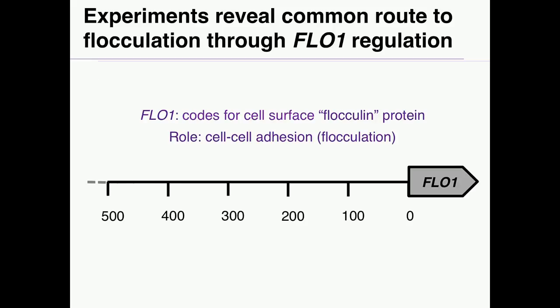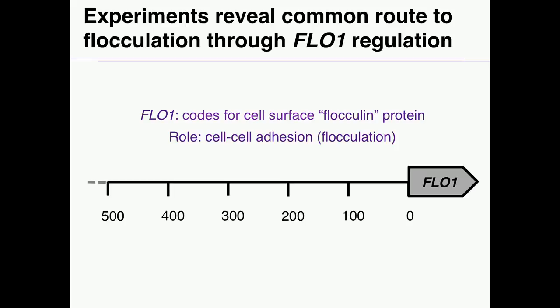And the primary story that really emerged for us at this point, driven in large part by those transposable elements in front of Flo1, is a common route to flocculation through Flo1 regulation. So Flo1 codes for a cell surface flocculin protein. It has a well-documented role in the literature in cell-cell adhesion that's reversible, which is our working definition of flocculation. And so it's understandable why a beneficial route to flocculating would be to increase expression of this particular gene.